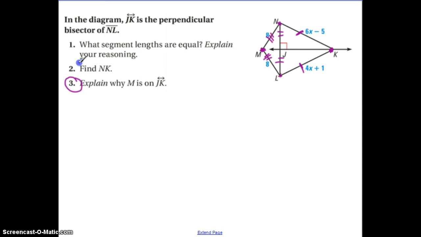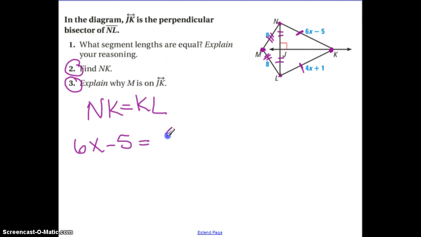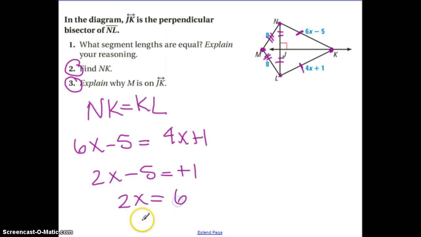So let's go back to 2. How do we find NK? Well, we know that NK is equal to KL. NK equals 6x minus 5. KL equals 4x plus 1. So we're just going to set them equal. We know they're equal, and solve for x. So subtract 4x from both sides. Then I'm going to add 5 to both sides and get 2x equals 6. Divide by 2 and you get x equals 3.